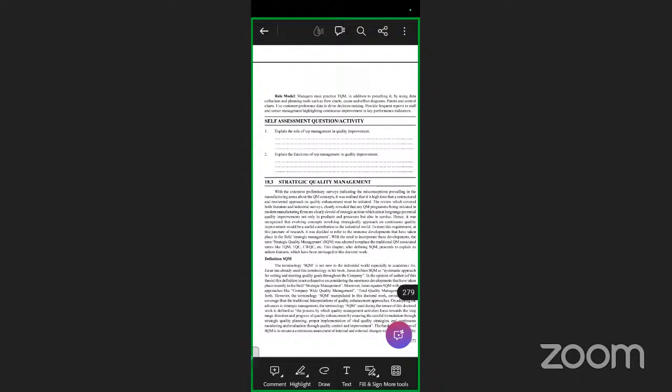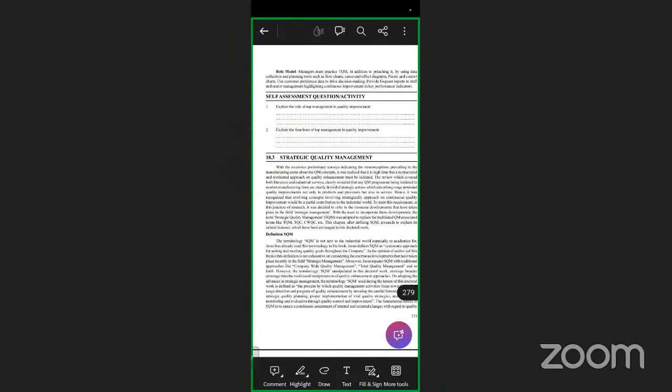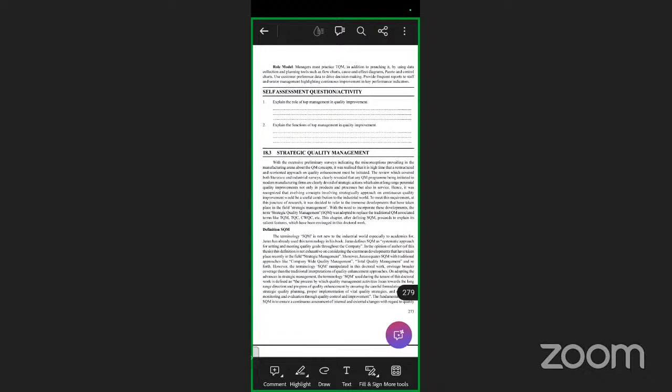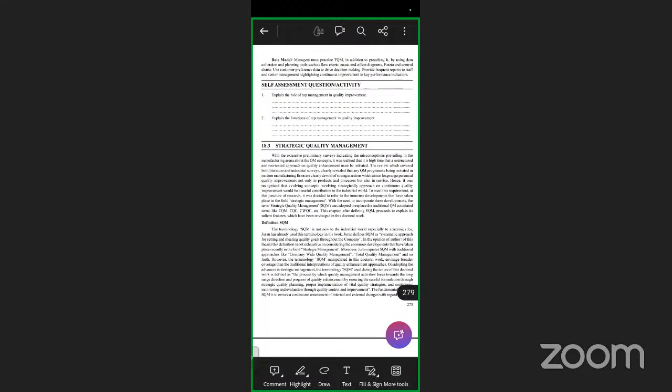And strategic quality management. What is strategy? It's a game plan. Strategic quality management is implementing quality management strategically, with an extensive preliminary survey initiating on the misconceptions prevailing in the manufacturing arena about the quality management concept. It was realized that it is high time that a restructured and renovated approach to quality enhancement must be initiated.